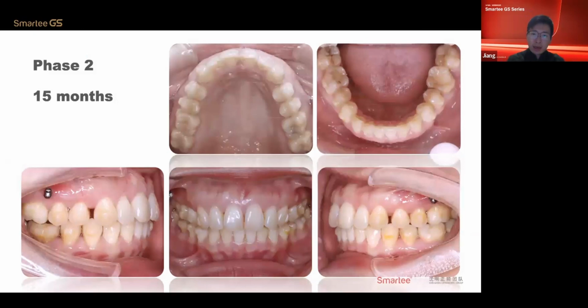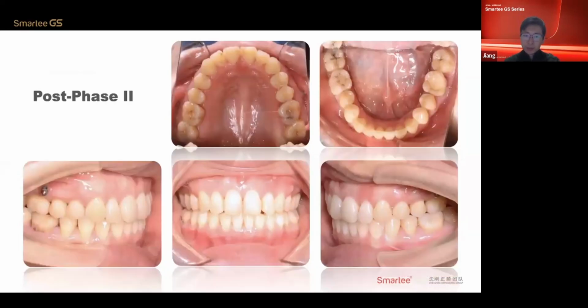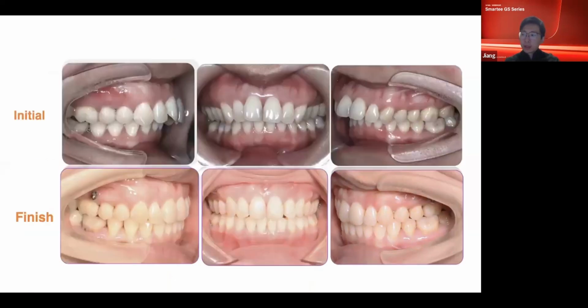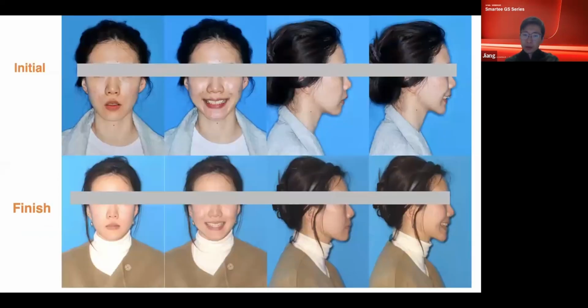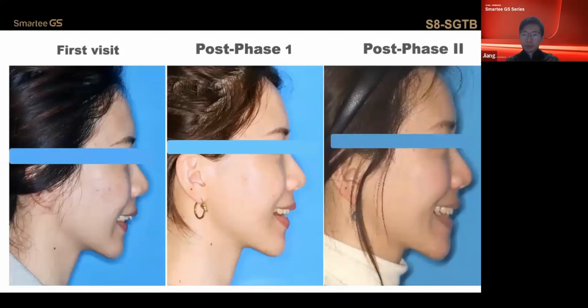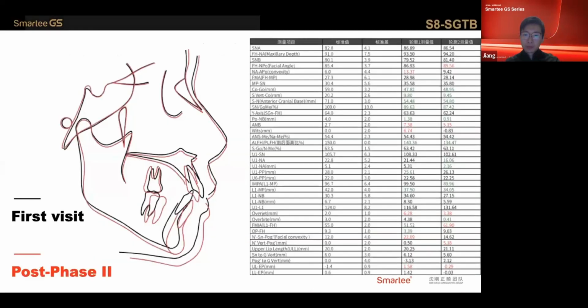And we can see that after 4 months of phase 2, the intercuspation is built, and we can see a class 1 molar relationship. And finally, we get a perfect molar relationship and the perfect overbite and overjet. We can see that there is a big change of overjet, overbite, and molar relationship. What about the facial profile? It is also improved quite a lot. And we can see that the mandible is advanced to a forward position.